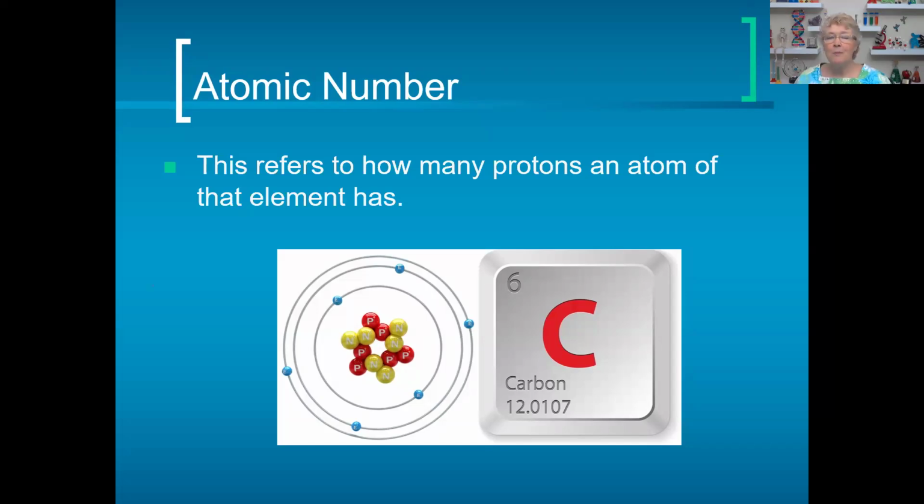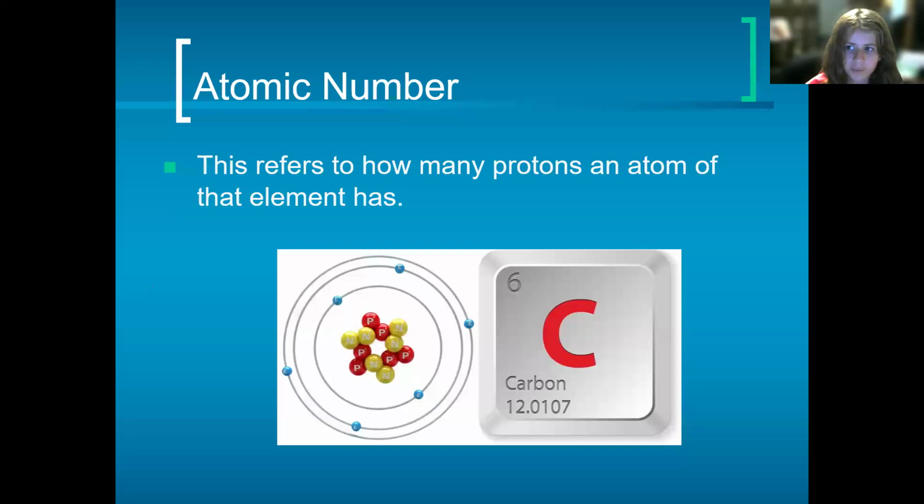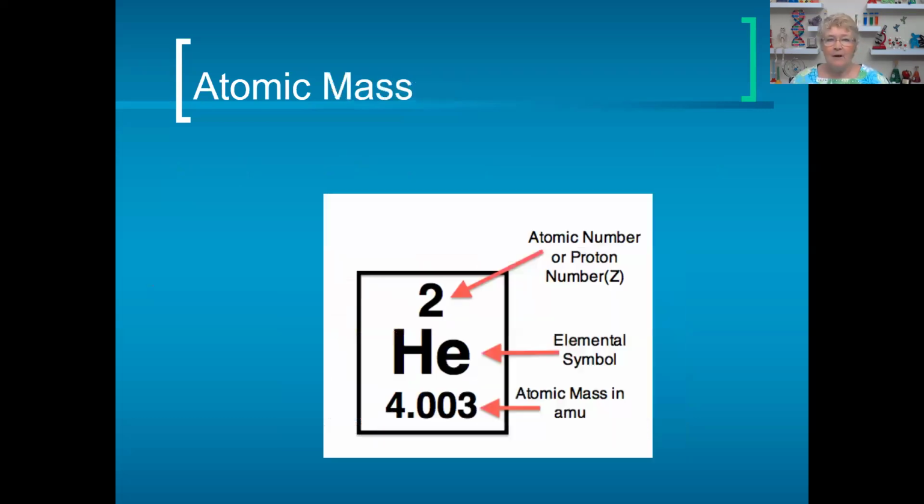What happens if carbon gains a proton? Mel? It becomes nitrogen. Yeah, it's no longer carbon, right? If it gains or loses a proton, any element, it becomes a different element altogether. Now, atomic mass tells us the mass of the protons and neutrons. Remember, electrons are so tiny that we don't even count electrons when we're figuring out the atomic mass number of something.